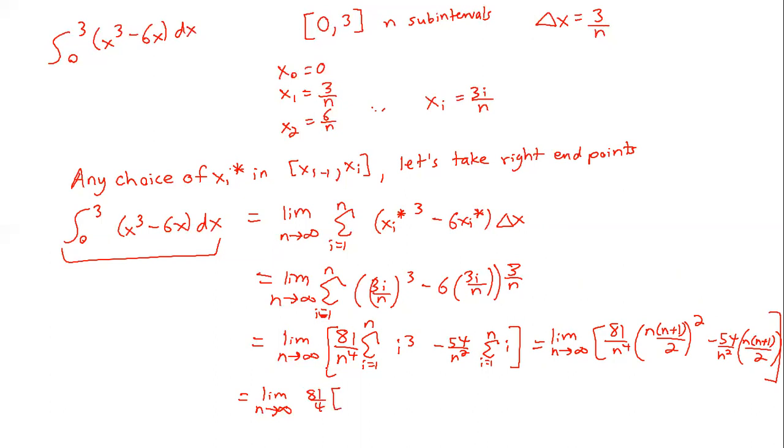And so then this is going to be the limit as n goes to infinity of 81 over n to the fourth times, then we plug in one of those two definitions that we had, so (n times (n plus 1) over 2) squared, minus 54 over n squared times this other sum, which is according to the example page, n times (n plus 1) over 2. And then we can eventually keep going here until we get the limit as n goes to infinity of 81 over 4 times (n squared plus 2n plus 1) over n squared, minus 27 times (n plus 1) over n. But then, oh, sorry, I put the bracket in the wrong place. Okay.